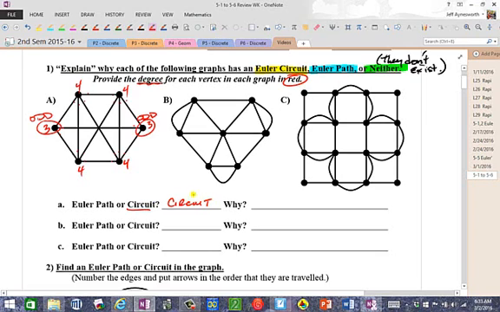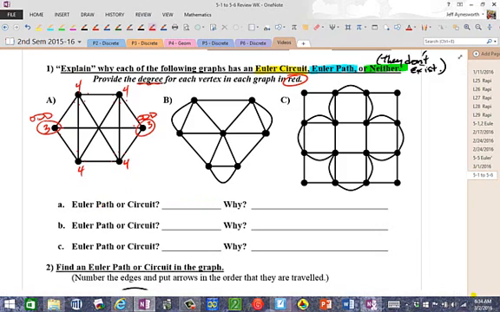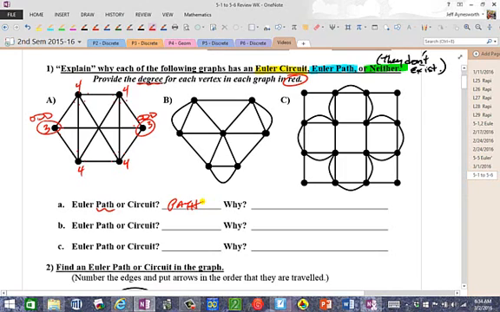Excuse me, why did I say circuit? Path. Come on, Ainsworth. It's early in the morning. It's 6:30 in the morning. I said it correctly here. It's a path, and the reason why is because it has exactly two odd vertices. Exactly two odd vertices indicates a path, as opposed to a circuit, which has no odd vertices; they're all even. So you're going to look at the degrees.